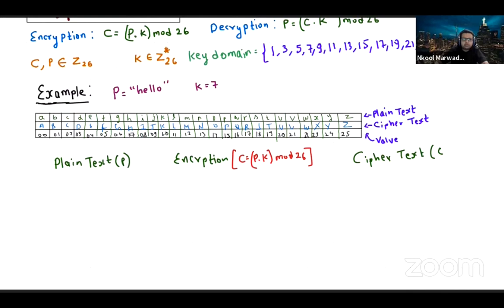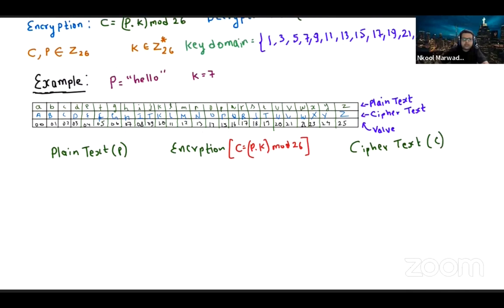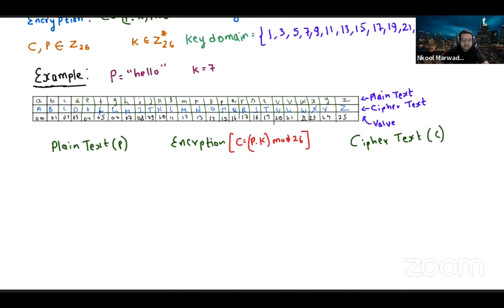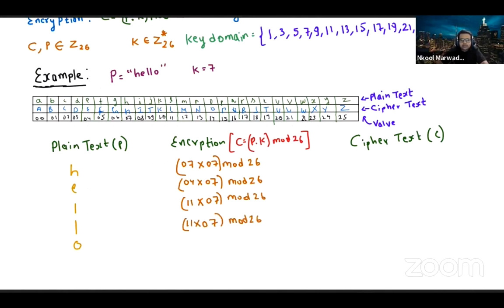Now let us do this for hello. In the given scenario, our plain text is H, E, L, L, O. If we apply the formula, H is from the table 7, and the key we have taken is 7, so 7 into 7 mod 26. Similarly, E is 4, so 4 into 7 mod 26. Then we have L, that is 11, so 11 into 7 mod 26. Then once again 11 into 7 mod 26. Then we have O, which is 14, so 14 into 7 mod 26.